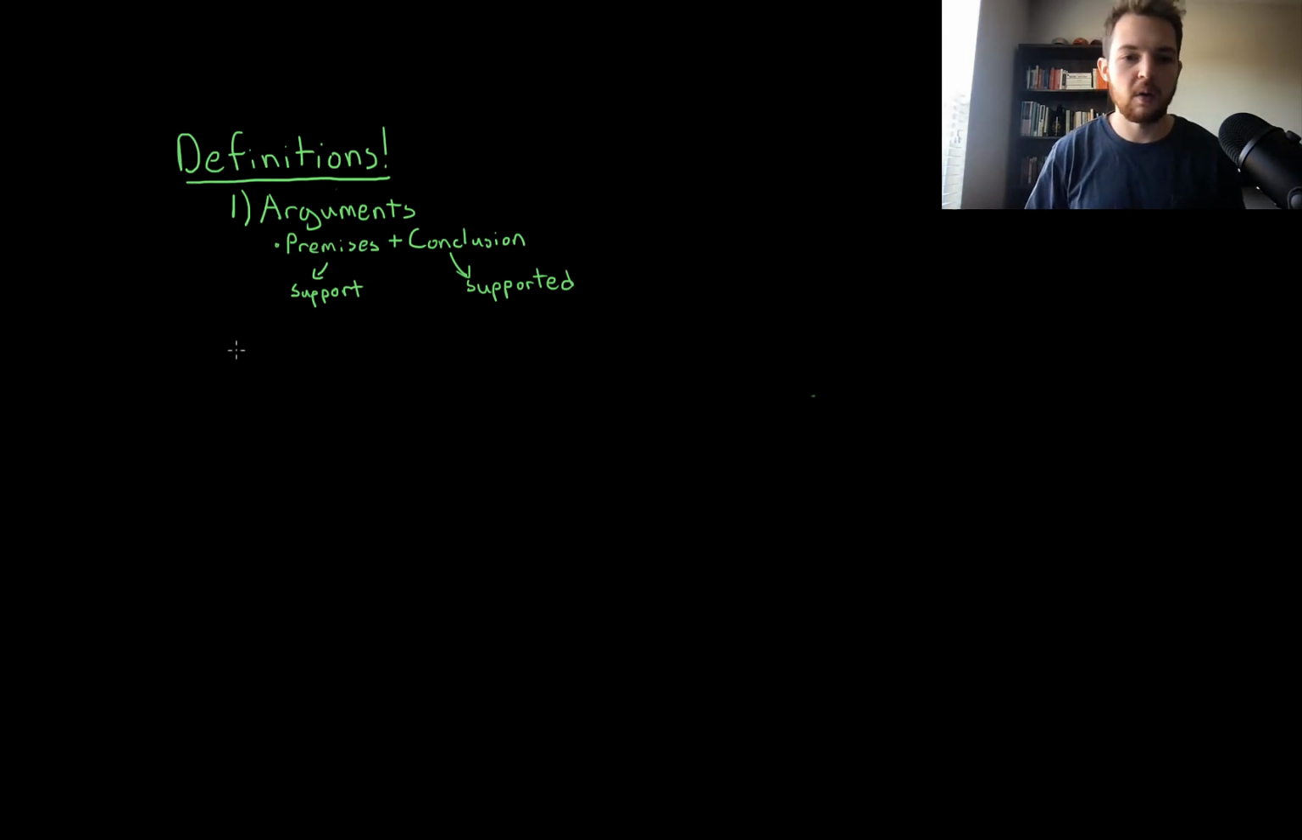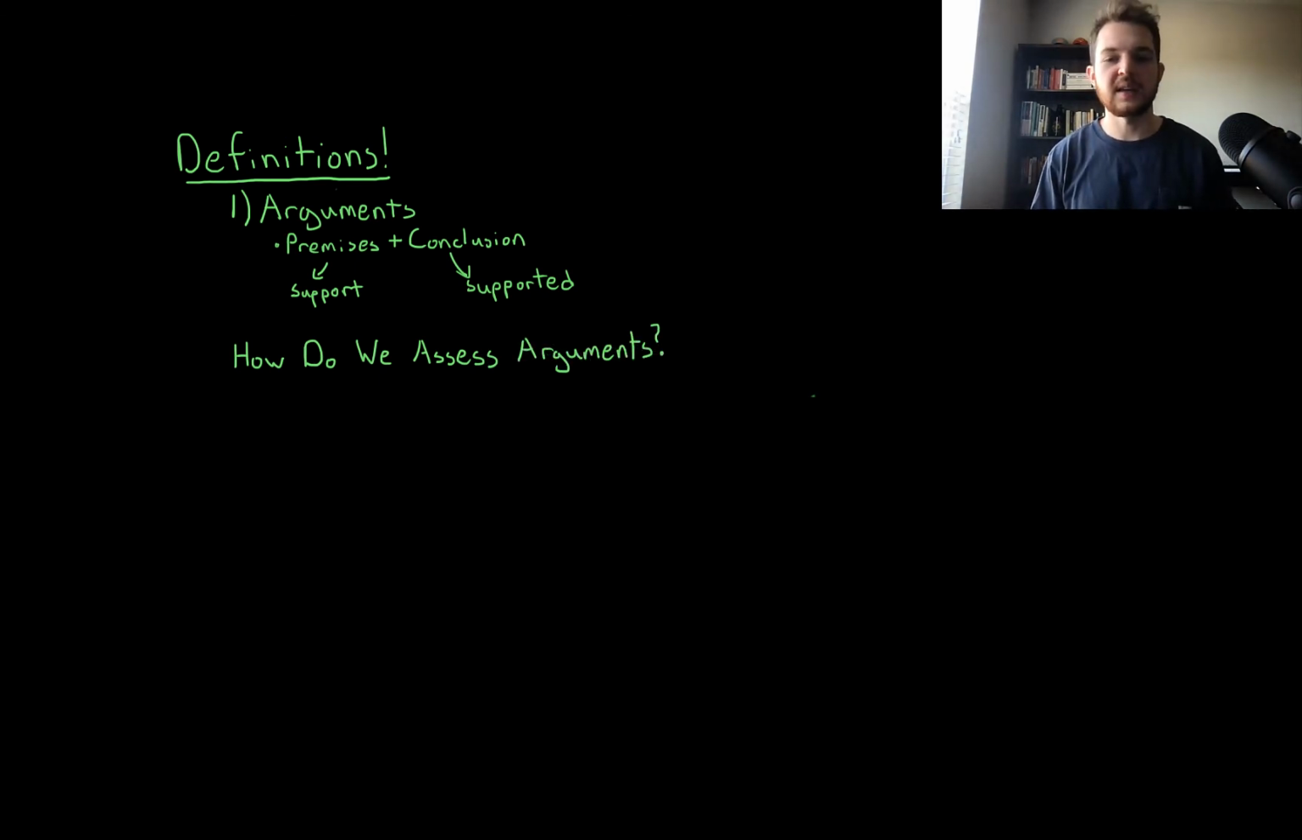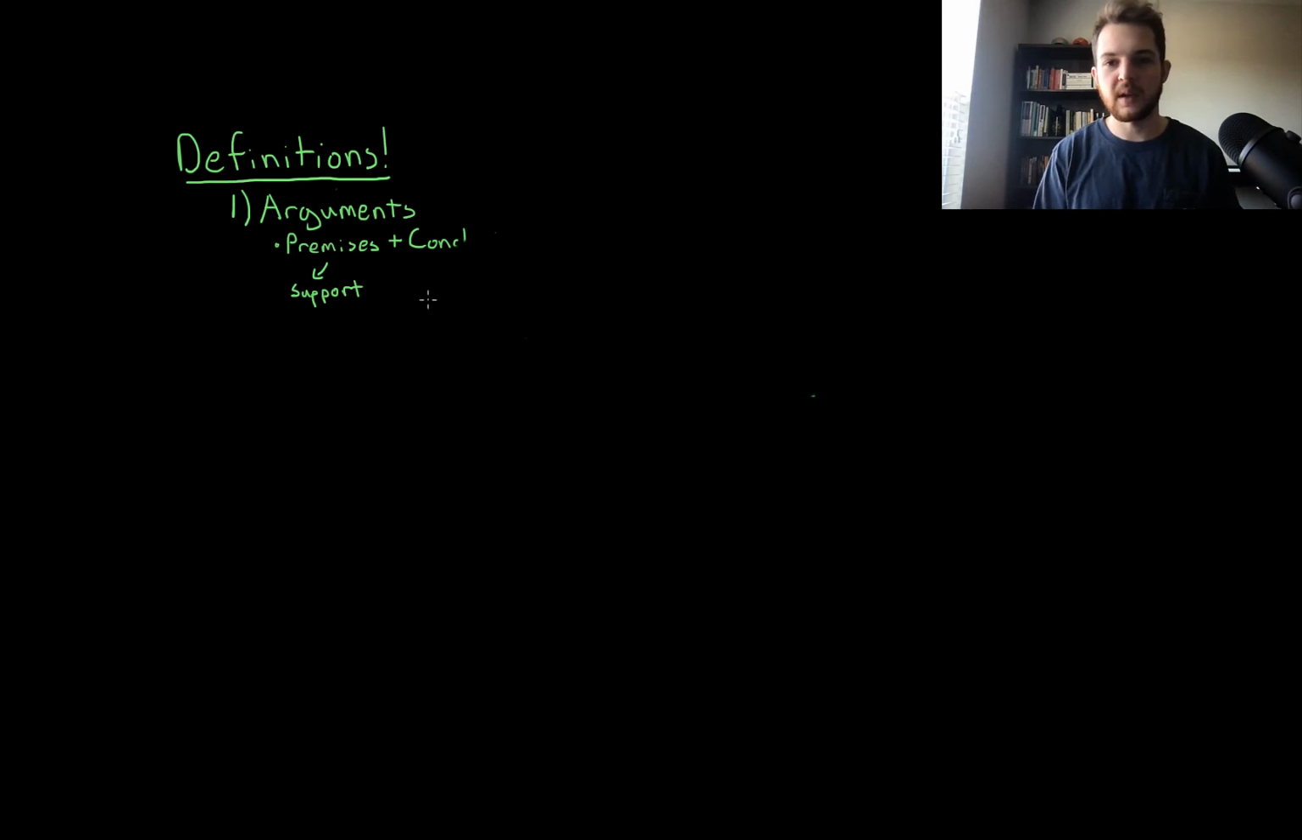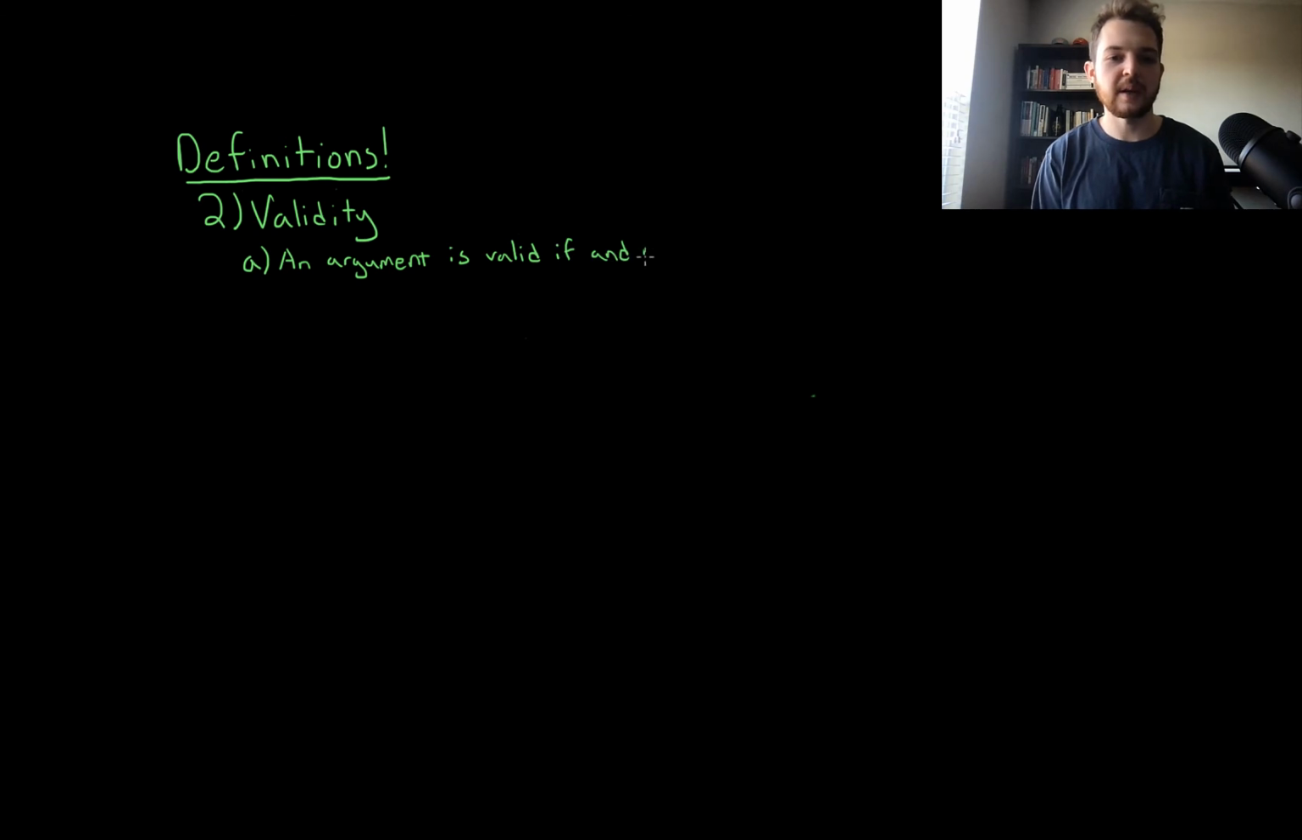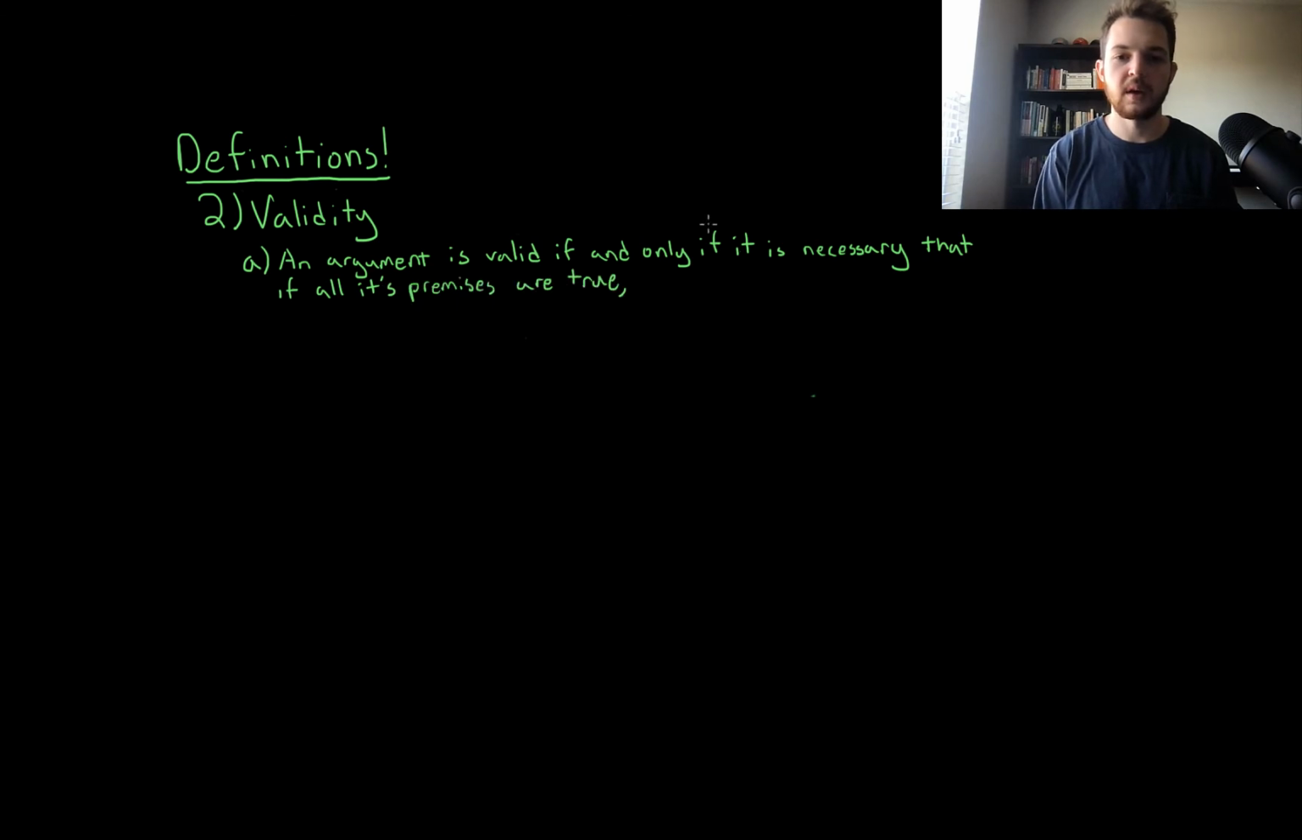Now that we know that arguments consist of premises and conclusions, how do we assess arguments? This is where concepts like validity and soundness come in. So let's start by defining validity. Validity actually has two definitions that mean the same thing. Definition 1 is an argument is valid if and only if it is necessary that if all its premises are true, then its conclusion is true.